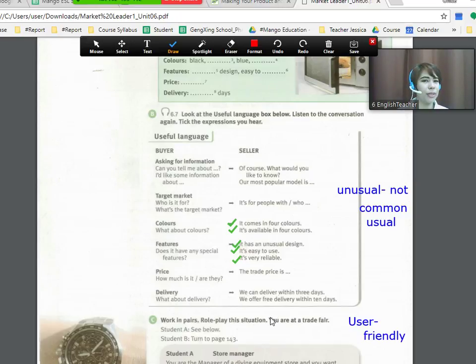Okay? Now for student A, you are going to read all the questions, and for student B, you are going to read all the answers. Okay? Did you understand? Student A, you will read the buyer's side, the buyer's expressions, and student B, you're going to read the seller's side or the seller's expressions. Okay? Let's try.